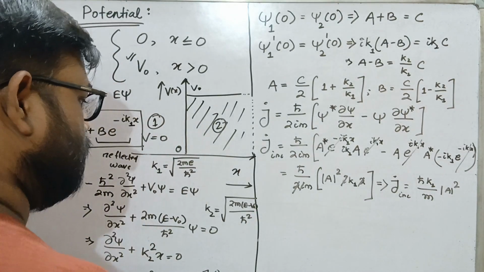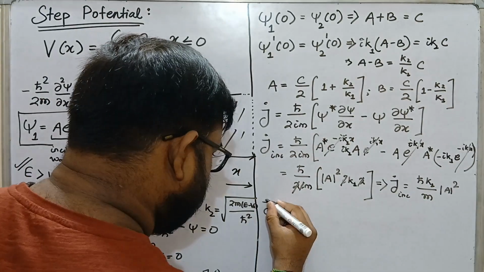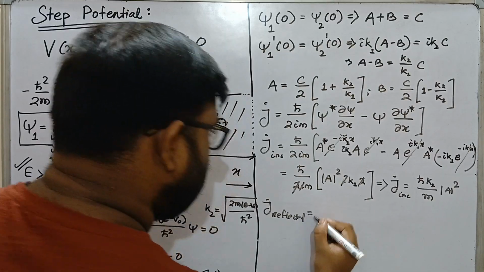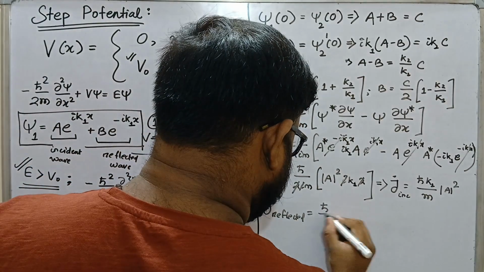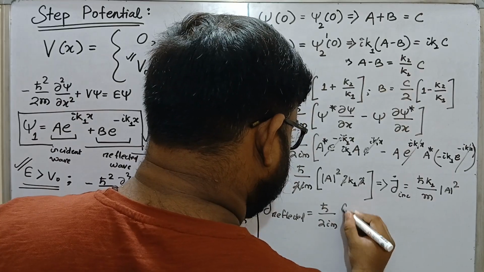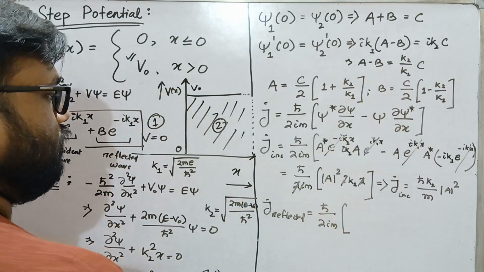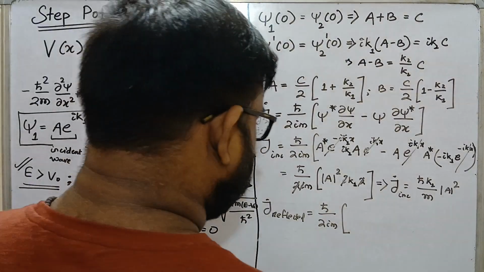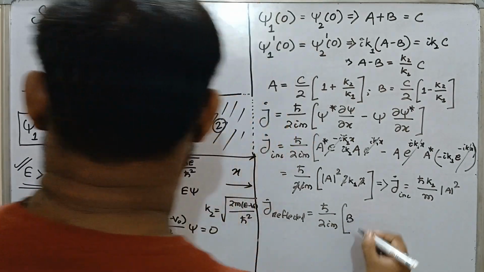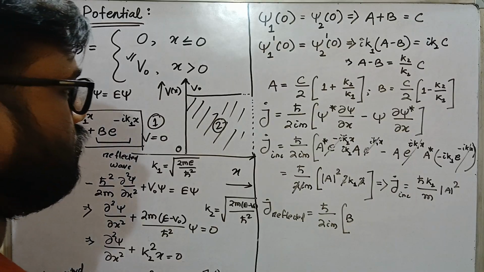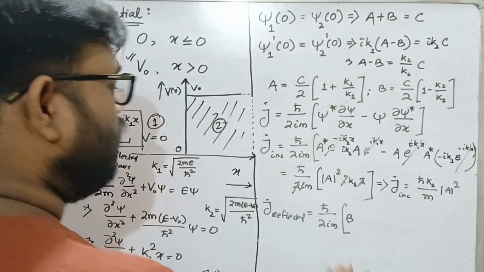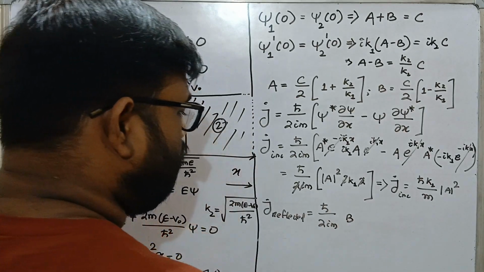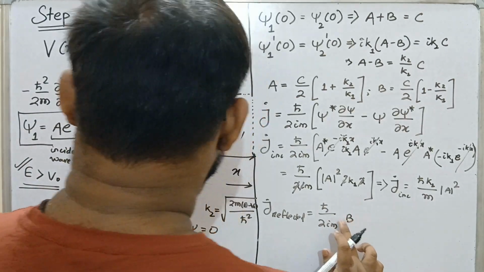Got it? Now let's calculate that for the reflected wave, which will be h bar by 2im. We'll use this formula only. Now, what is the reflected waveform? This is the reflected waveform. Now whatever will be here, it will be of a minus sign. So let's start from there.